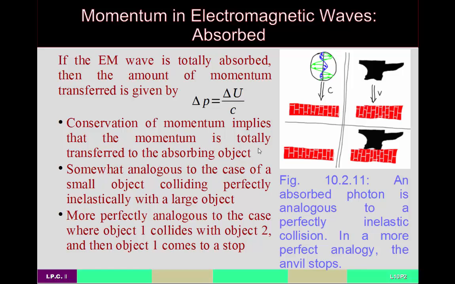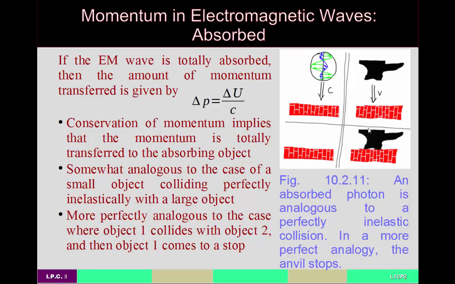In any case, the absorbed case is somewhat analogous to the case of a very small object colliding perfectly inelastically with a large object. The two stick together. It's even more perfectly analogous to the case where your small object collides with your large object and the small object comes to a stop. So whatever the large object is doing, the small object has come to a stop as a result.